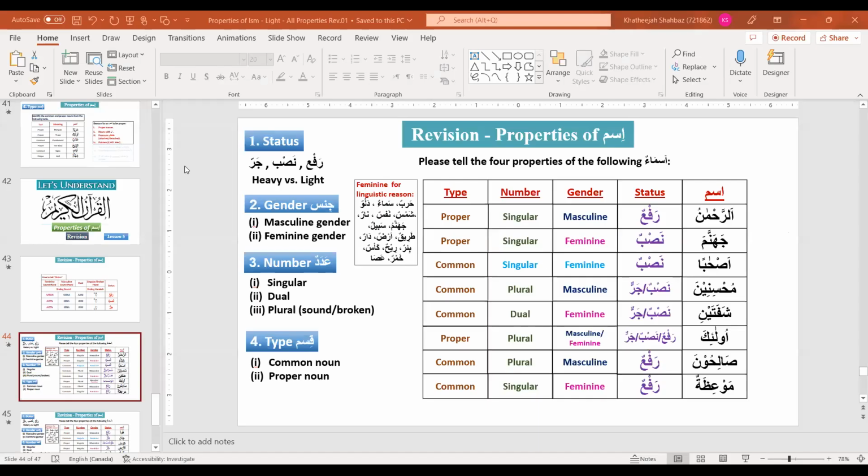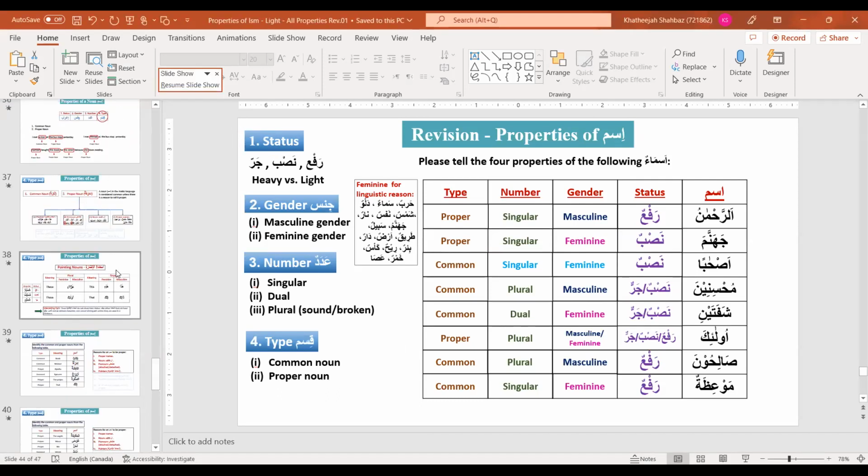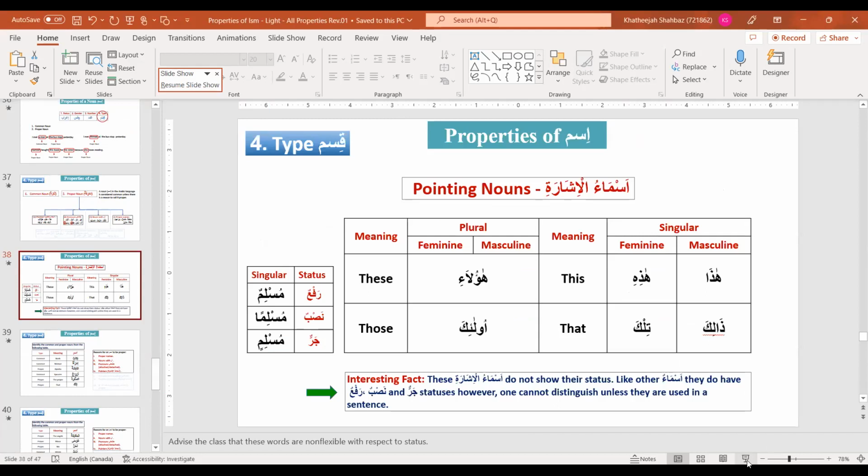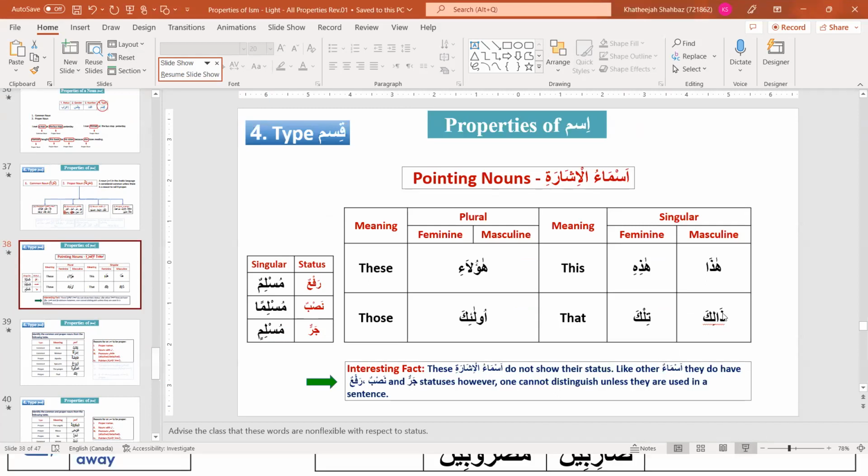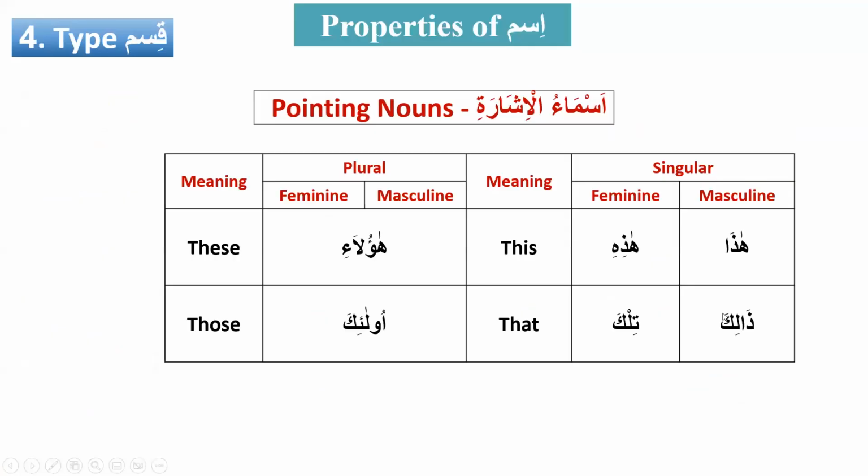I just want to show you, just give me a second. A thing we have already studied, but I wanted to remind you of that, because that will also be helpful when we do our study of identifying status. These are pointing nouns. You have seen this slide before.